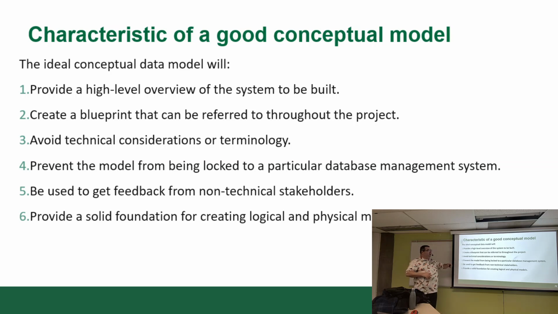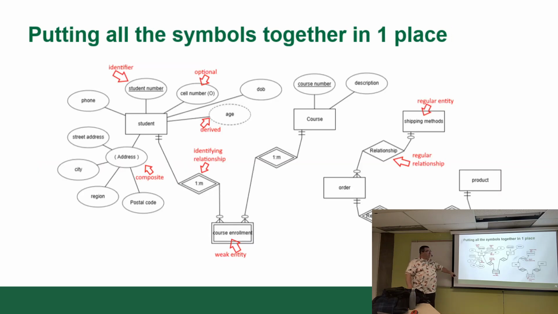It prevents the model from being locked to a particular database system, which makes sense because it's before that happens. You can use it to get feedback from non-technical stakeholders. Because realistically, as complicated as this diagram looks, if you spend 10 minutes explaining what these symbols mean to a non-technical person, they can look at it and have a pretty good idea of what the data is.